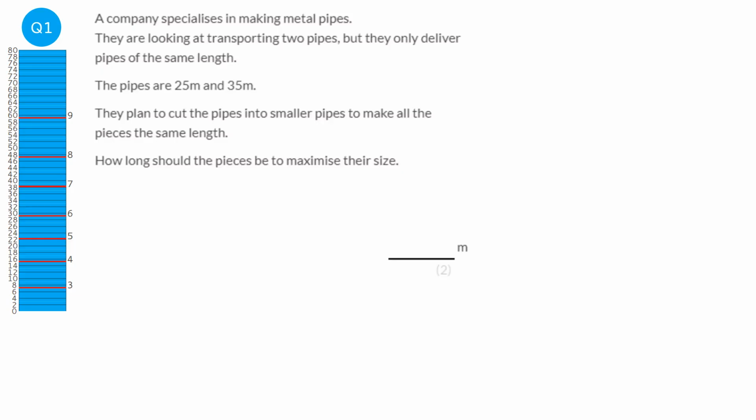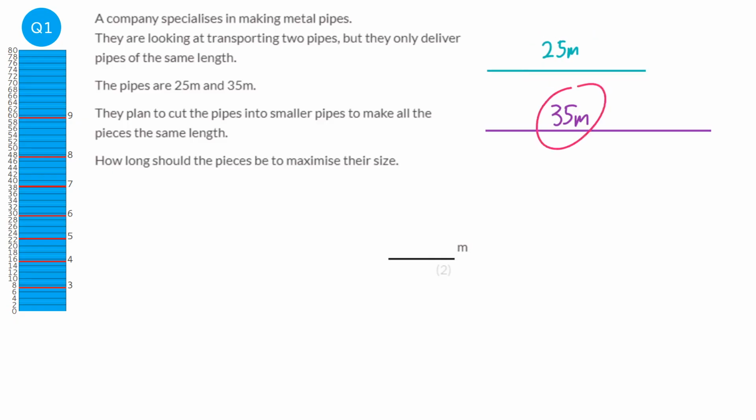Enjoy! So if we imagine we've got the 25 metre pipe here, and we've got the 35 metre pipe here, the question's basically asking us what can we cut all these pipes into, and they all have to be the same length that will fit with the 25 metre and the 35 metre. And essentially what this question is asking is, what is the highest common factor of 25 and 35?